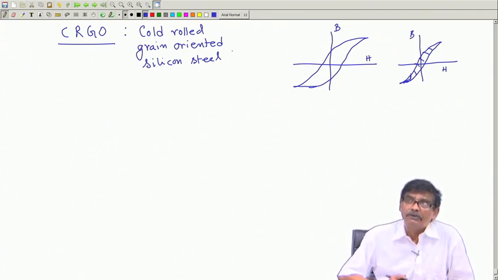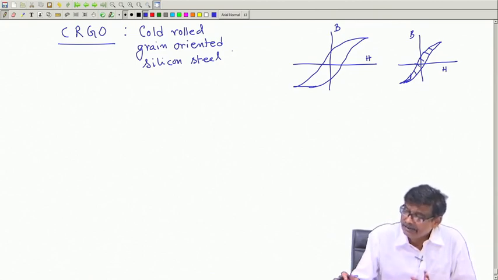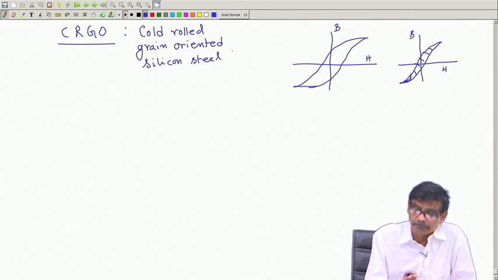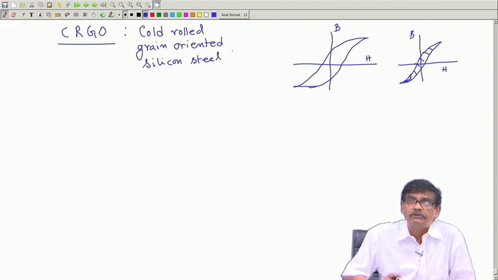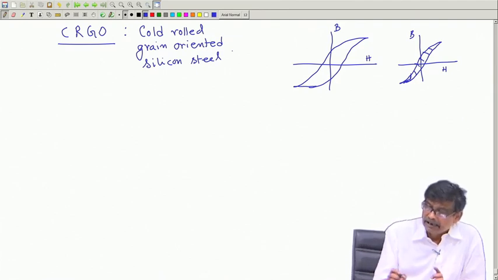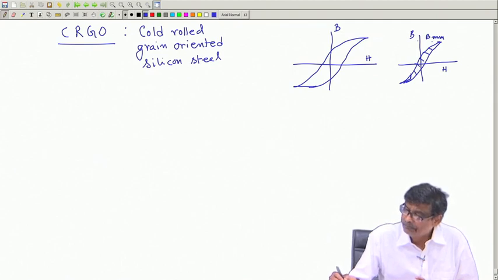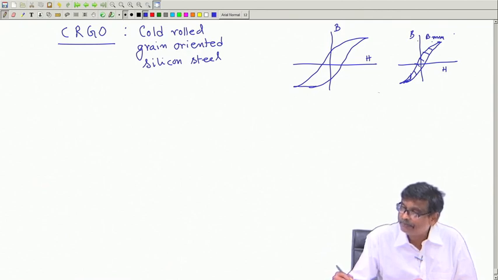Anyway, we will not go into that, but the idea is you try to see that the area enclosed by the BH curve will be small. And silicon, if you add to this material, it will increase its resistivity, thereby eddy current loss will be reduced. Therefore, in essence, this area, of course, as you can see, will also depend upon Bmax. Suppose the Bmax is more, even if it is a thinner loop, this area gets increased.